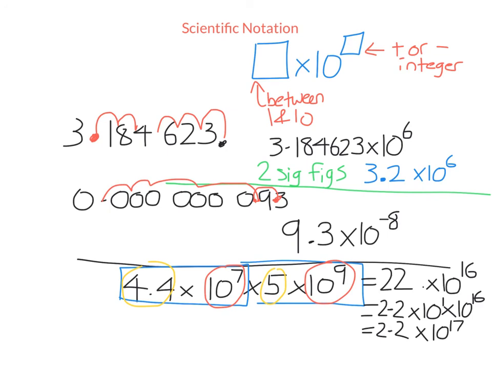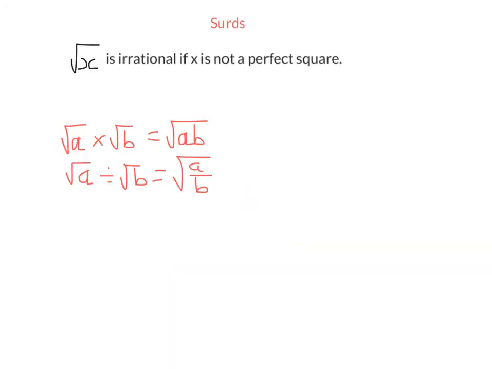All right, the very last thing we need to do now is surds. A surd is a square root of a number. If the number being square rooted is not a perfect square, the number is irrational. For example, the square root of 2 is irrational. That means you can't write it as a fraction with integers. Its decimal goes on forever and there's no pattern to it. Root 2 is like 1.4142 and goes on forever.